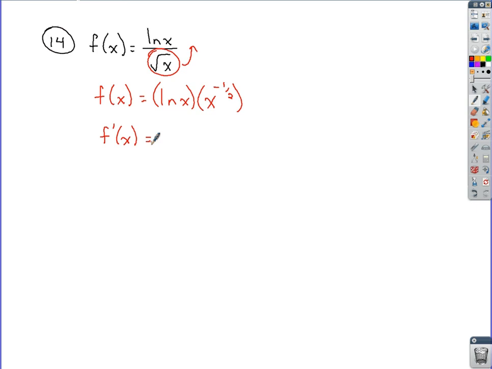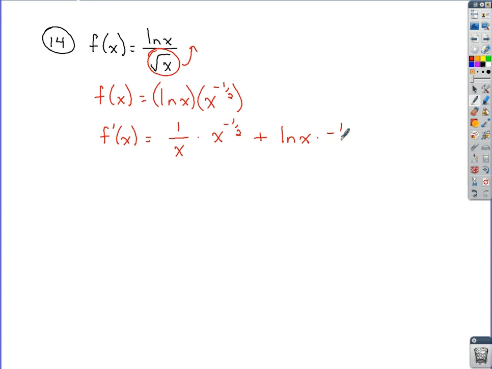Taking the derivative with a product, you start with the derivative of the first piece. Hopefully we've done enough of these now where you take the derivative of the natural log of x. You appreciate that that's 1 over x. We're multiplying that to this x to the negative 1/2. Adding on, first part, natural log of x, times derivative of the second.